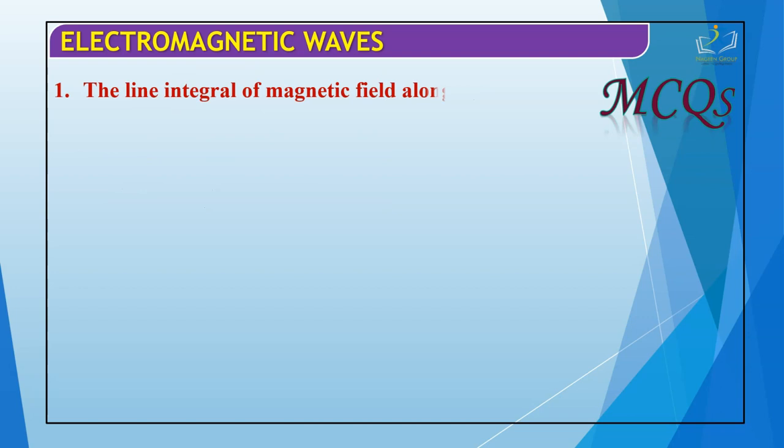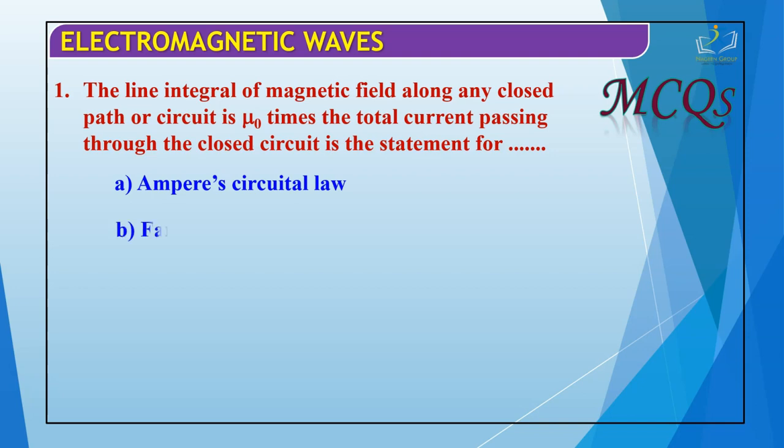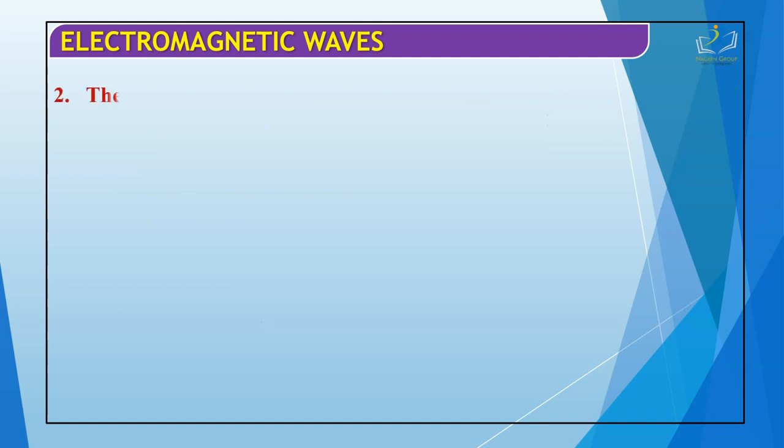Let's move on to some questions. The line integral of magnetic field along any closed path or circuit is mu naught times the total current passing through the closed circuit. This is the statement for: Ampere's circuital law, Faraday's law, Lenz's law, or none of these. The correct answer for this question is Ampere's circuital law.